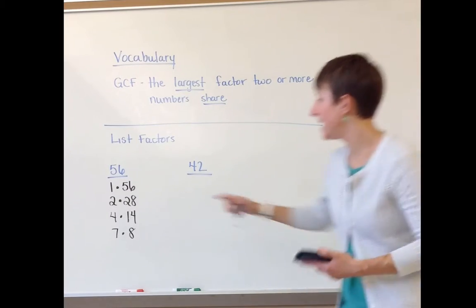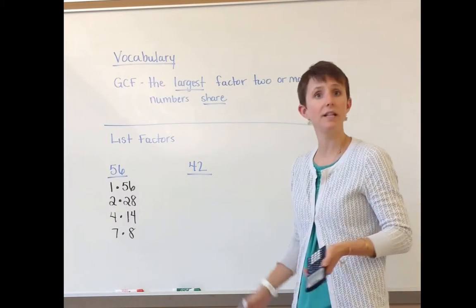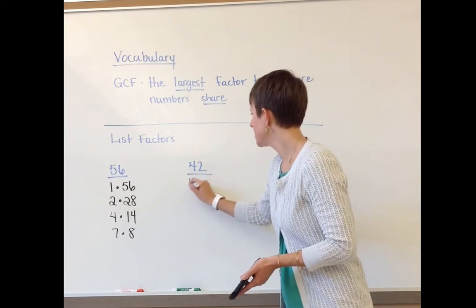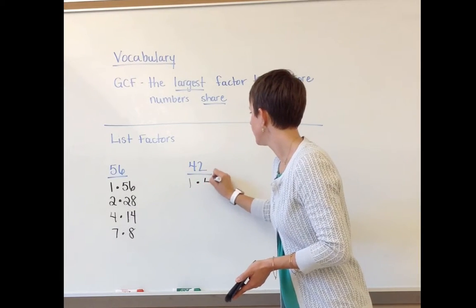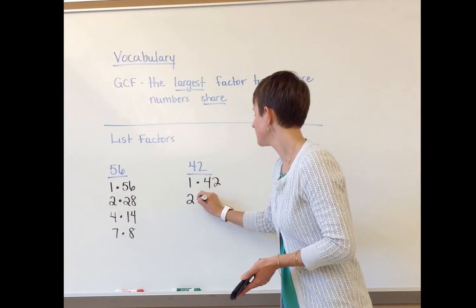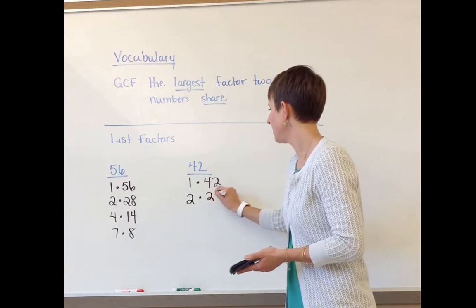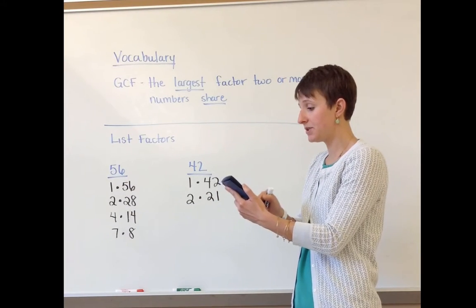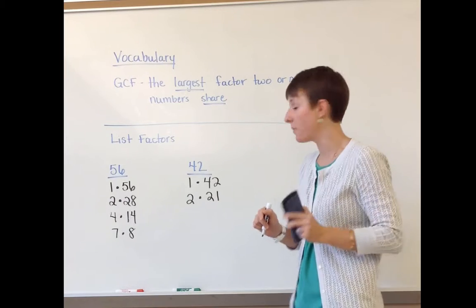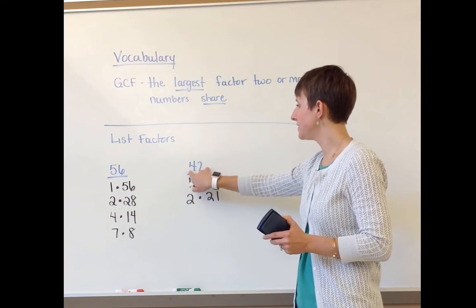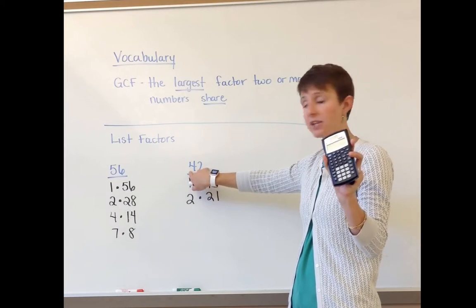Let's list them out. Again, I list mine in multiplication problems. If you want to list it outside the side, that's completely fine. So starting with 1 times 42, those are factors. Anything times 2? Yeah. 2 times 21. And if you didn't know, you could go 42 divided by 2 in your calculator, and you'd see that that's 21.